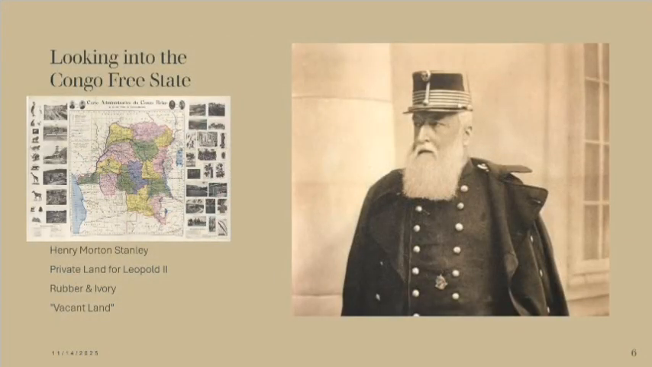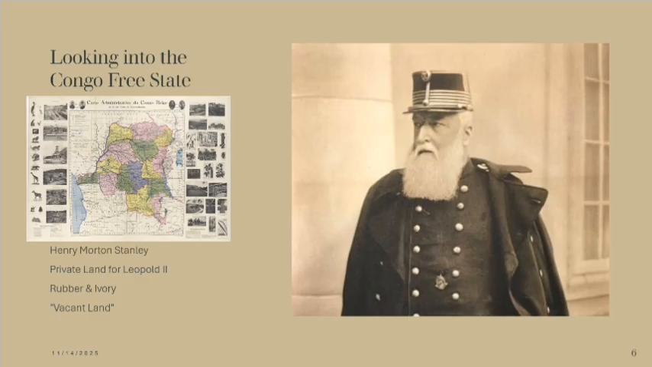Now, looking into the Congo Free State. The territory acquired by King Leopold II was not a Belgian colony. It was his own personal property, which he branded as the Congo Free State. This was a private business venture run by the crown, not by the government entity.